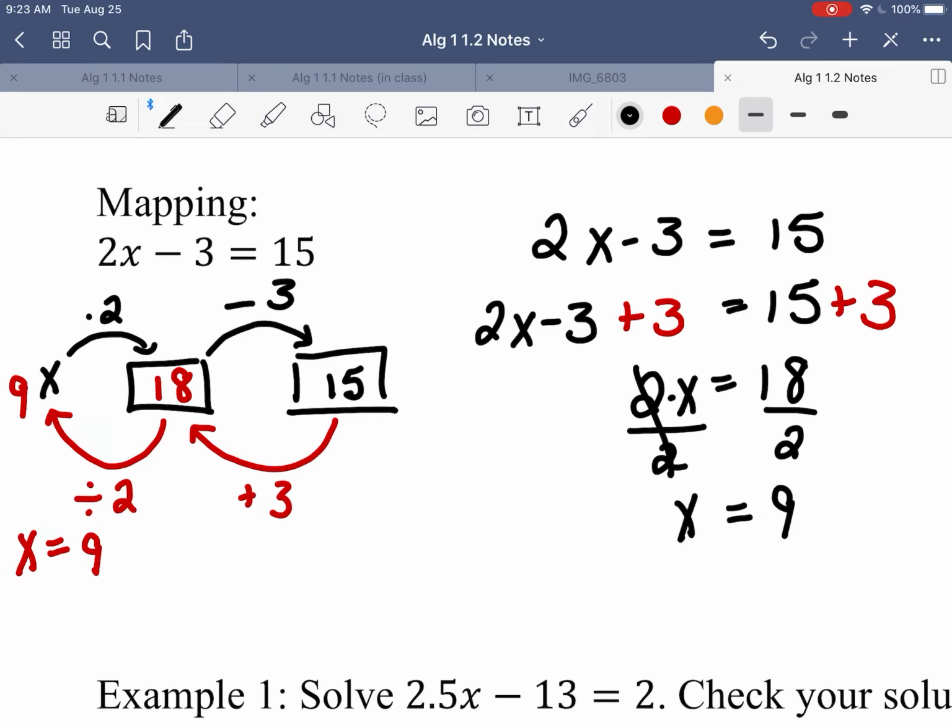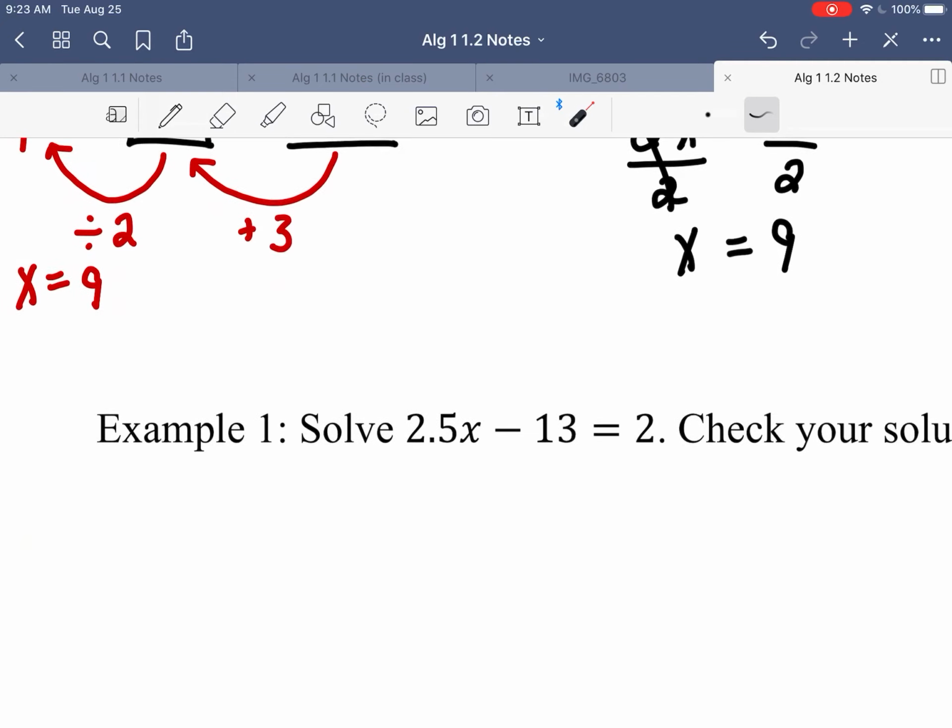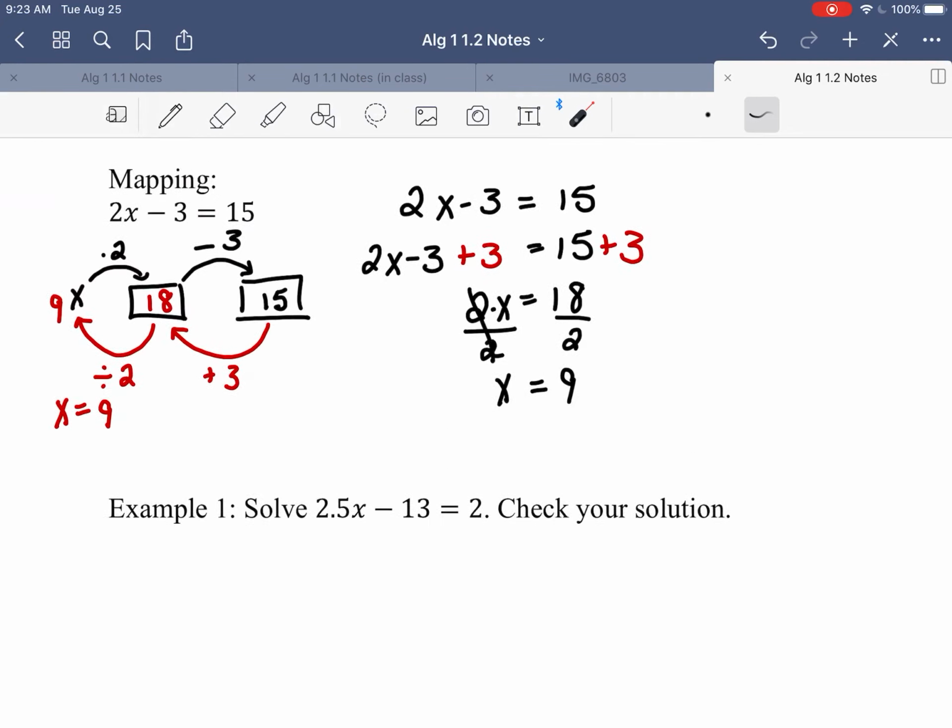So x is 9. Okay. Again, we got the same solution. x equals 9, x equals 9. Okay, but what changed is really the work that we showed. All right, so let's go ahead. We're going to do another one.